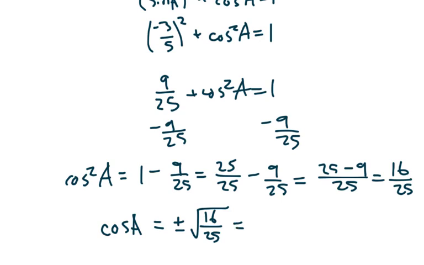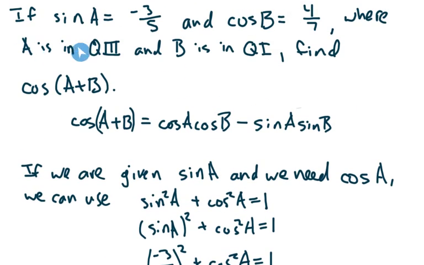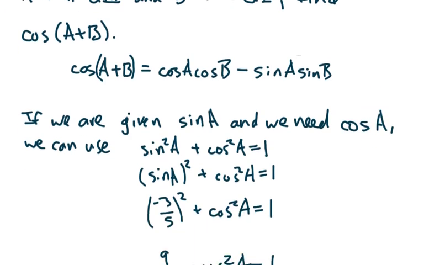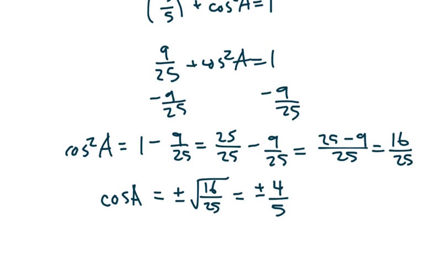And of course, in this one, I picked it so that the top and the bottom would both have nice square roots. The square root of 16 and the square root of 25. But this has two answers. This is where we need to use this information. If A is in quadrant 3, is cosine positive or negative in quadrant 3? In quadrant 3, cosine is negative.